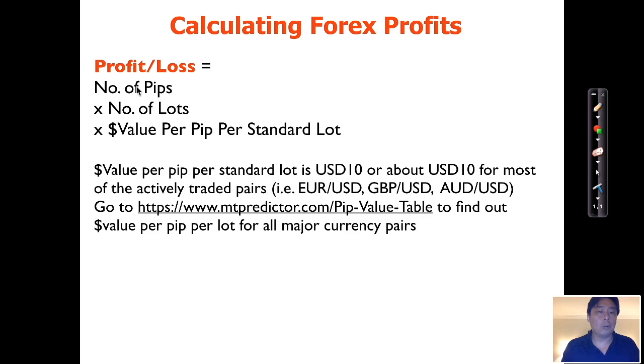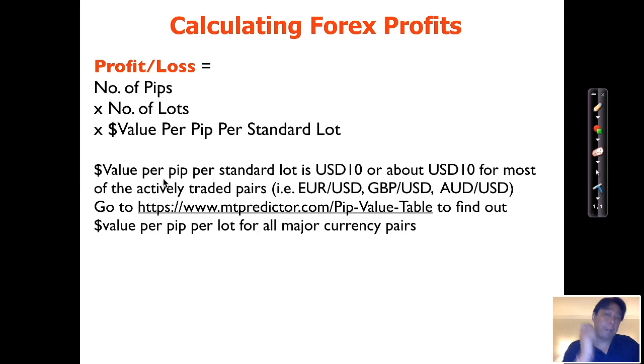Okay, so you understand the number of pips, right? 20 pips, 100 pips, right? You understand the number of lots, right? So one lot, 100,000, two lots, 200,000. Okay, you understand that. Now, what is the meaning of the dollar value per pip? In other words, how much is one pip worth per standard lot? Okay, and the answer is this.